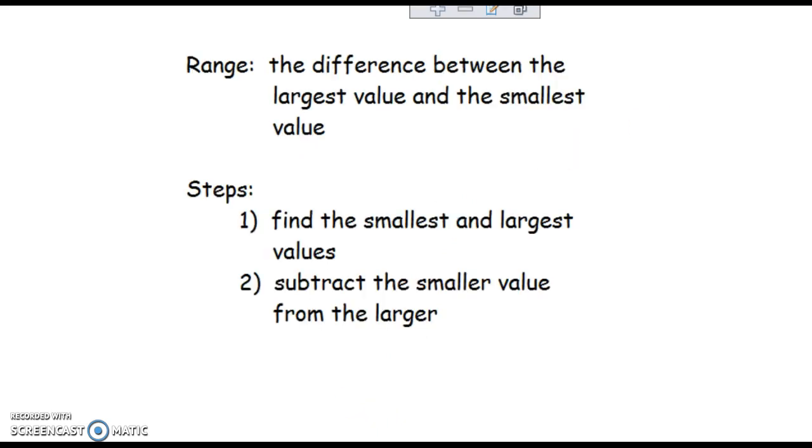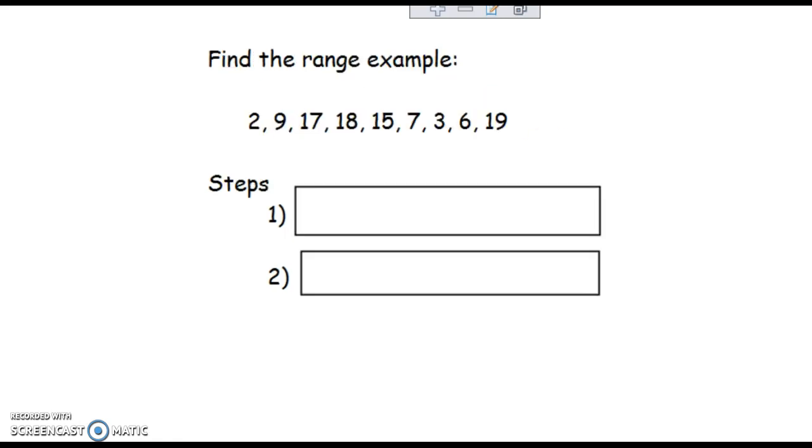Our final measure of central tendency is the range. The range is the difference between the biggest and the smallest number, meaning we just need to subtract those two values. Our steps start by first finding the largest and smallest value, then subtracting the largest value and the smallest value. By doing this, you will have the range.